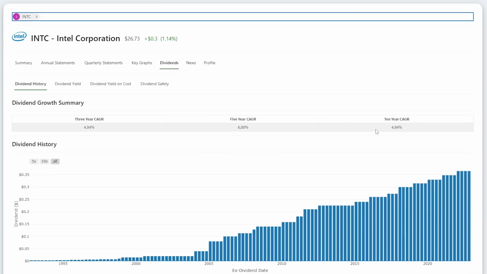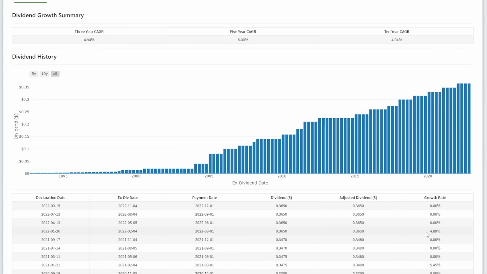Intel has a history of consistent dividend increases. Over the past 10 years, the compound annual growth rate of the dividend is 4.94%. Their most recent dividend increase was 4.89%. This was coming into a year where they already suspended their share repurchases, knowing they plan to spend massive amounts, a positive signal from management that they care about the dividend.